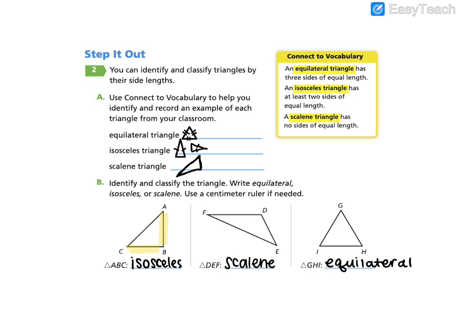Now we can mark our sides with little hash marks to show which ones are equal. So in this isosceles triangle, if I mark these 2 sides with 2 lines, that means that they are equal to each other. I can do the same thing in triangle GHI. Can I mark any sides in triangle DEF? I can't, because that would be saying that those sides are equal to each other. And no sides in this triangle are equal.